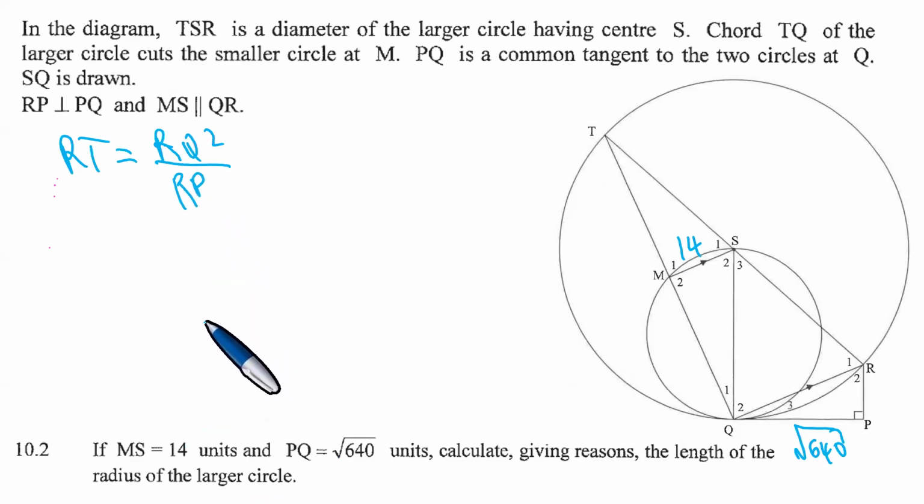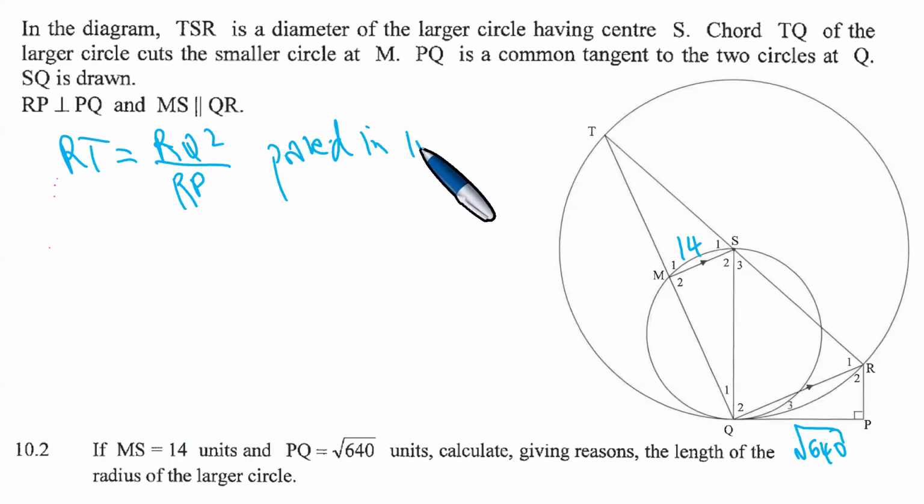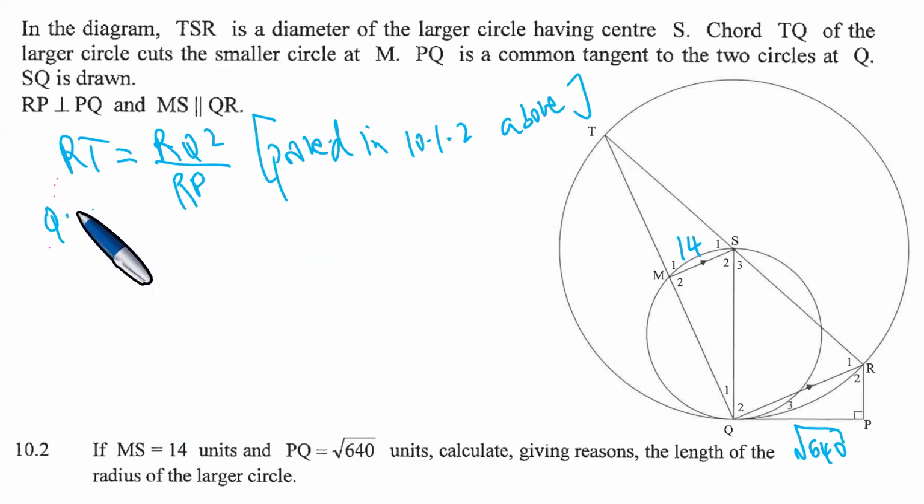Let us analyze these together. This one has been proved in the previous question, 10.1.2 above. We're trying to expand your reasoning, we're trying to train your mind here. So now we go back to grade 10, the midpoint theorem. The midpoint theorem is clear that the length of the chord QR is 2 times 14, which is exactly 28 units.